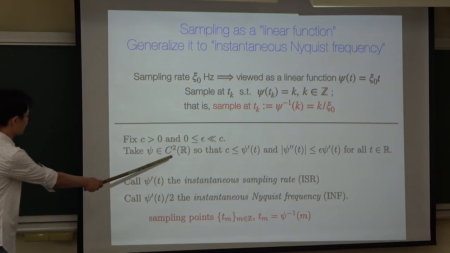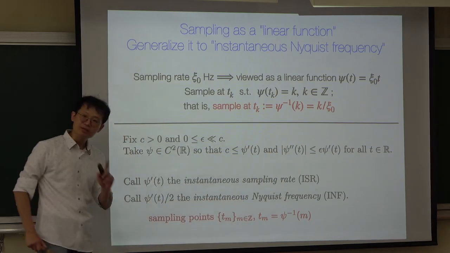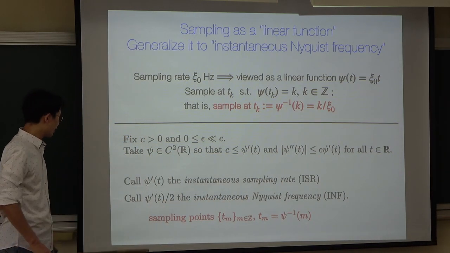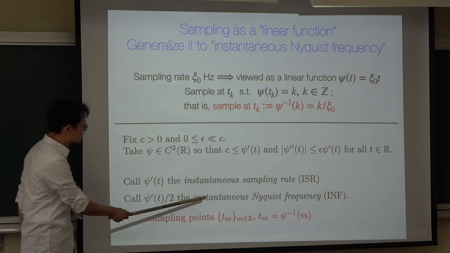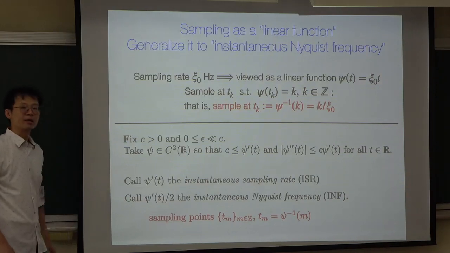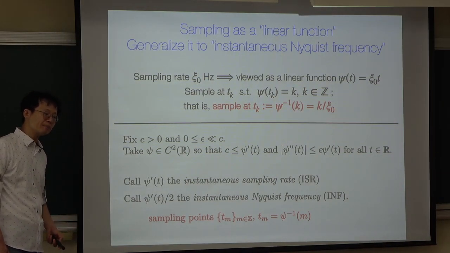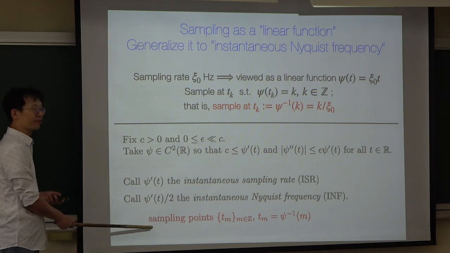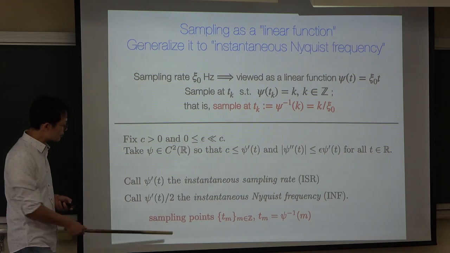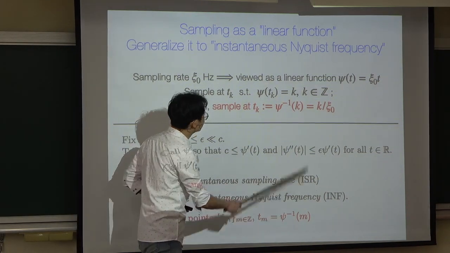Then we call psi prime the instantaneous sampling rate, and psi prime over 2 is the instantaneous Nyquist frequency, which is half of the sampling rate. What we are doing here is defining a way to quantify how often we sample the signal. The sampling points t_m will satisfy t_m = psi inverse of m.